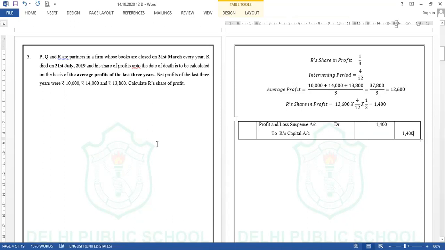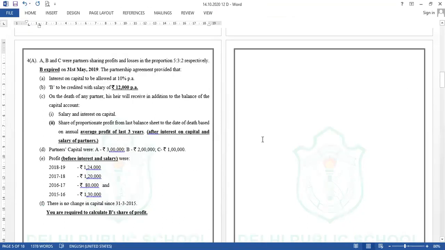Okay, so that's all for this sum. Now this is a bit long sum. We need to understand what all things are given to us and what we are supposed to do. You are required to calculate B's share of profit. तो करना तो वही का वही है. Okay, so let us see this.